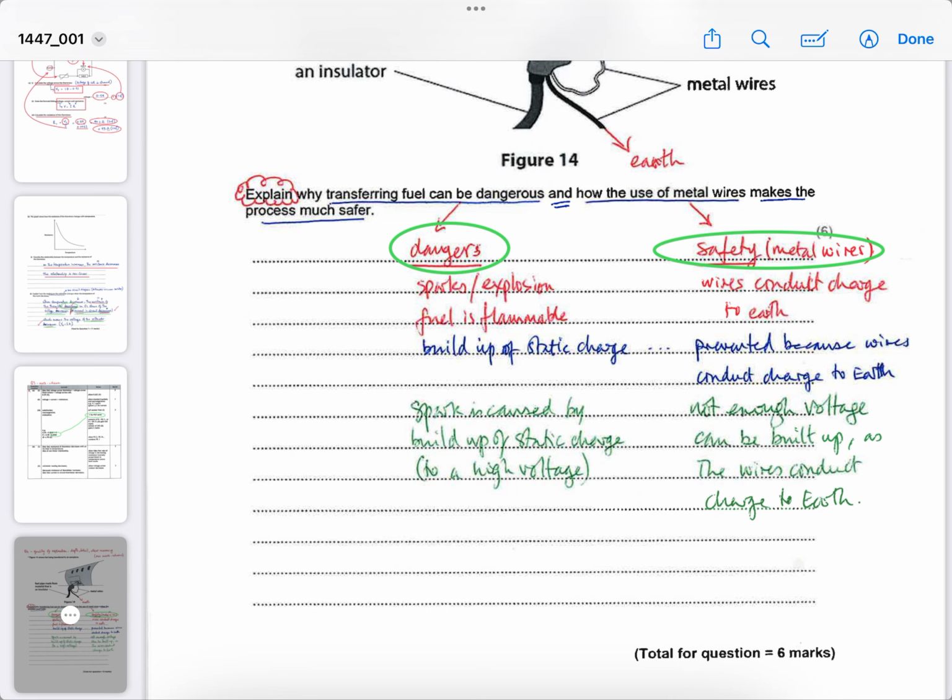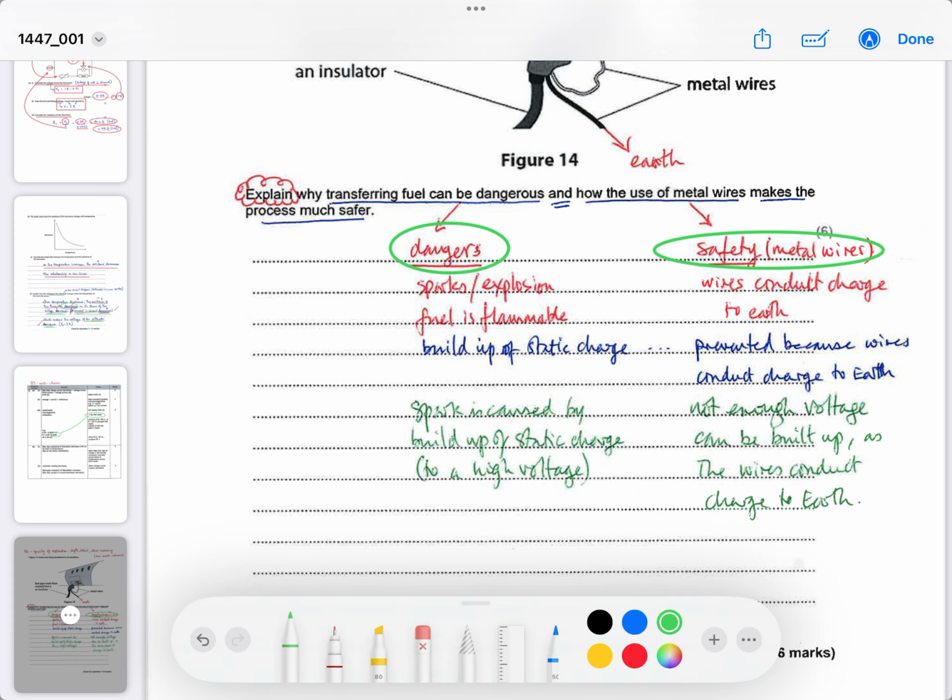If you go to the blue section, it says a build-up of static charge. Yeah, so whereas the bits in red don't talk about the build-up of static charge.